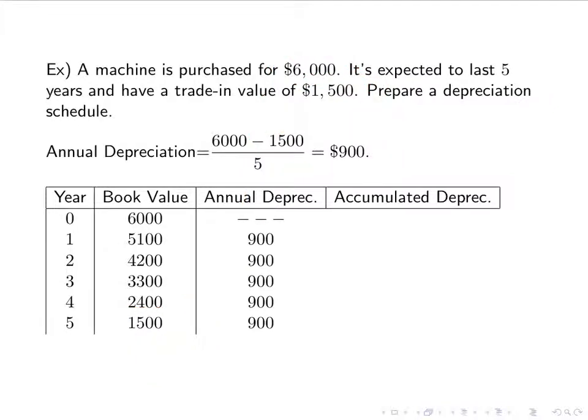Under annual depreciation, it's just going to be $900 each year because again, in the straight line method, you're depreciating the same amount. Year 0, we have a dashed line here because you're not depreciating anything yet. You can think of year 0 as the year you bought the object, and then the next year is when you depreciate it. Same thing with the accumulated depreciation. There's no depreciation year 0.